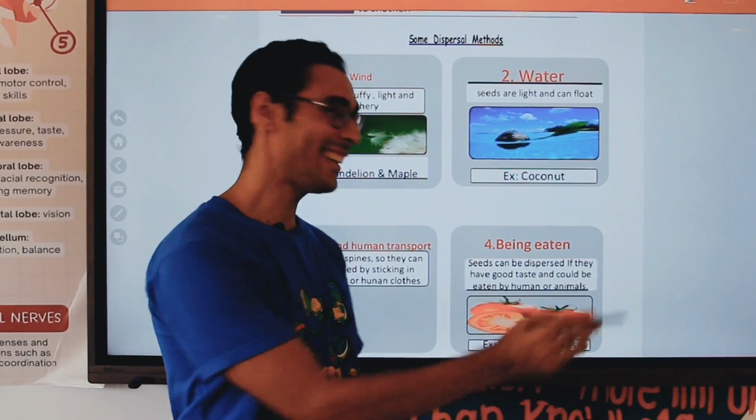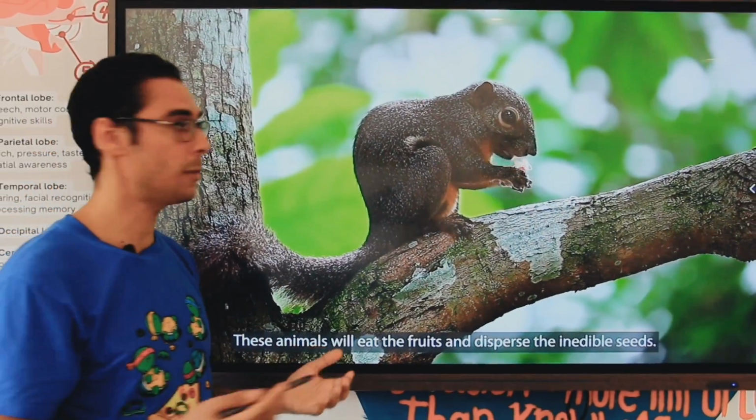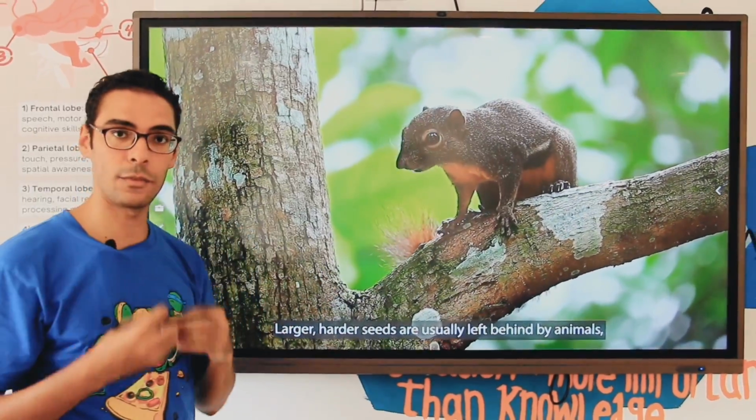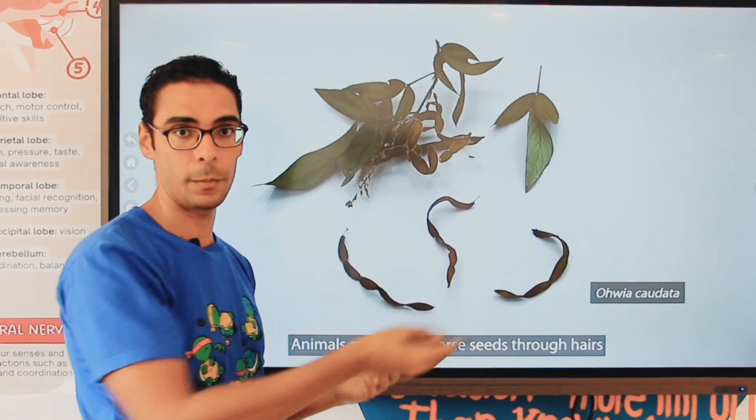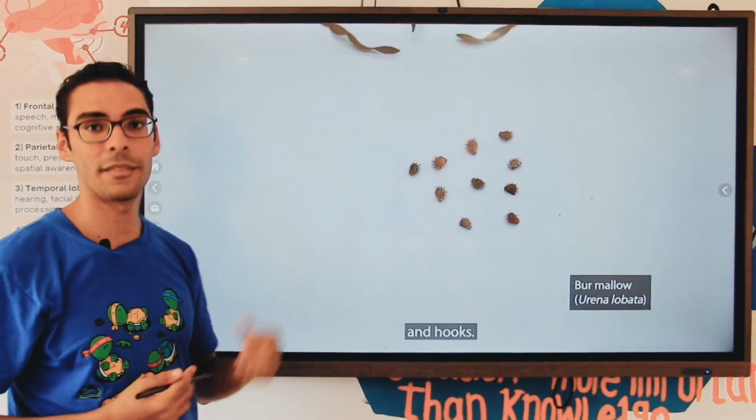Finally, being eaten. So these are the seeds that are transported from one place to another by being eaten by animals or maybe humans. The animals eat the fruit, they eat the vegetable, and then they throw the seeds in another place. So this is how seeds are transported in this way.